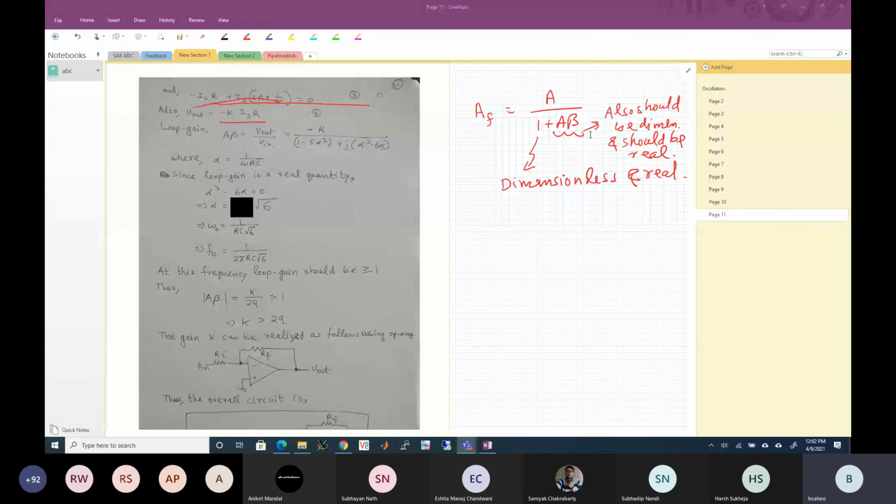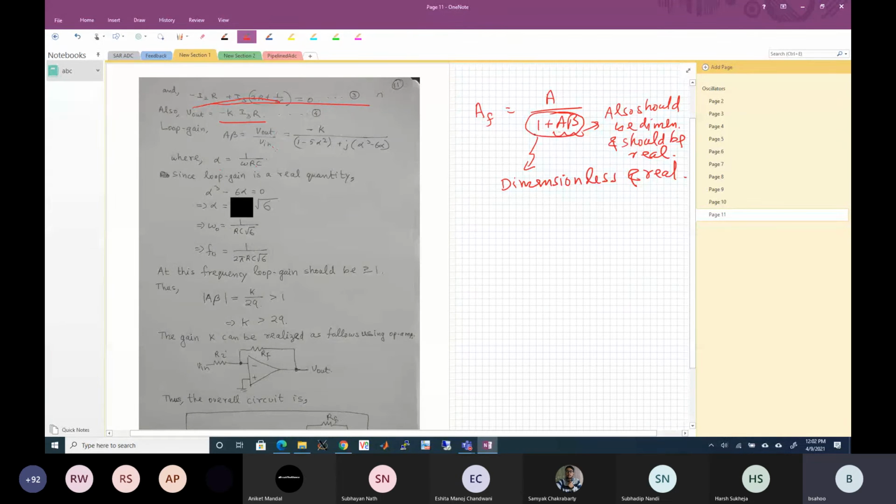Oh, no. Now I understand. Sorry, I got lost. Okay, now I have this answer. So look at it this way. What does the Barkhausen criteria say? That this should be 0. Correct? Yes or no? So yes. When will this be 0? Only if A beta is real, right? So yes, now understood. I thought that was a general statement.